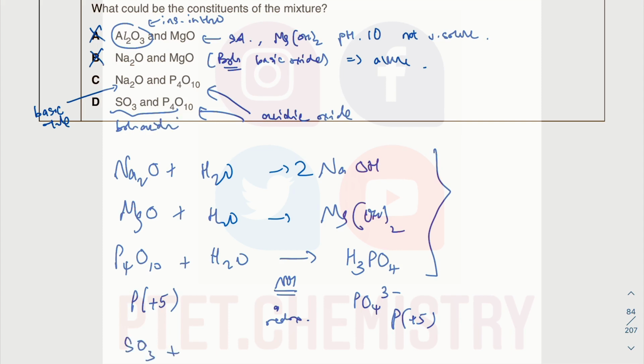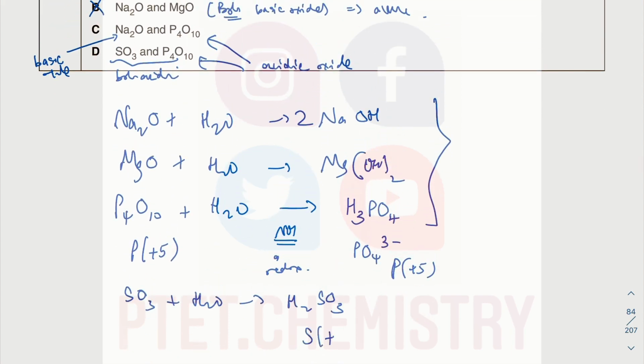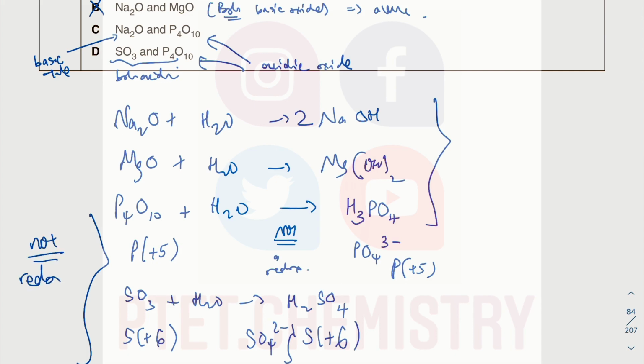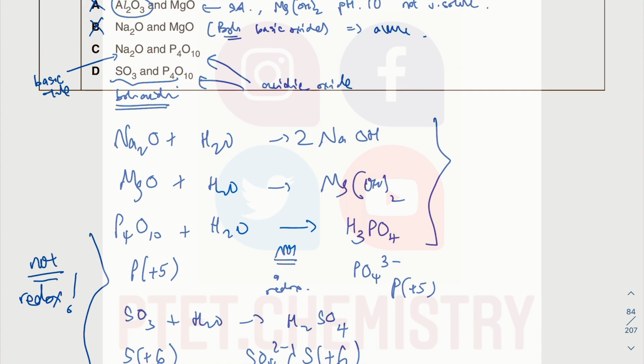So SO3 plus water will give you H2SO3. And this is also sulfur +4. This is sulfur +, oops, I stand corrected. It will give you H2SO4 because you started from SO3, which is sulfur +6. That will give you SO4 2-, which is sulfur +6. Both of these are not redox when you dissolve them in water. Both of these are acidic oxides.